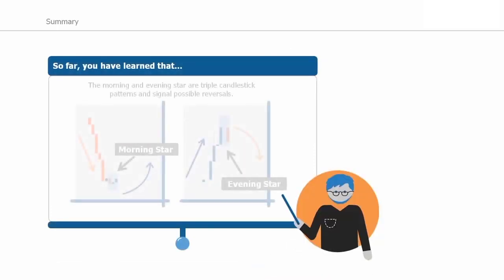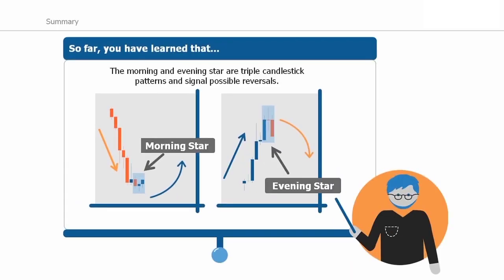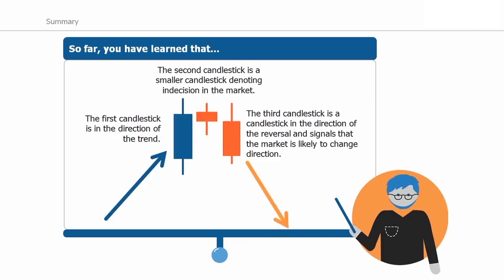So far, you have learned that the morning and evening star are triple candlestick patterns that signal possible reversals. The first candlestick is in the direction of the trend. The second candlestick is a smaller candlestick, denoting indecision in the market. And finally, the third candlestick closes within the body of the first candlestick, preferably beyond the halfway mark, signaling that the direction could change.